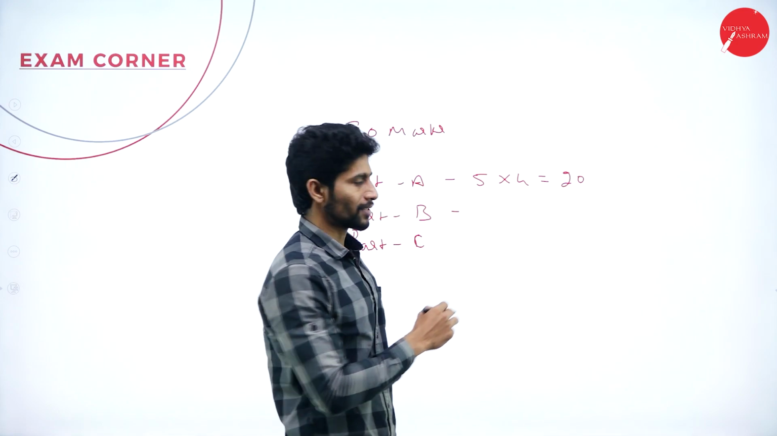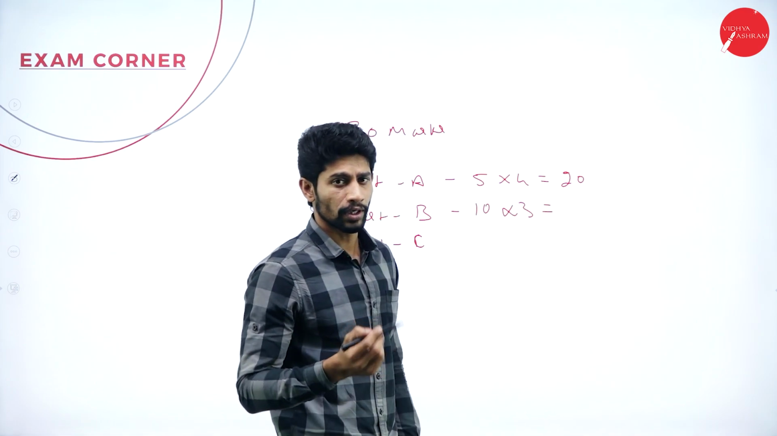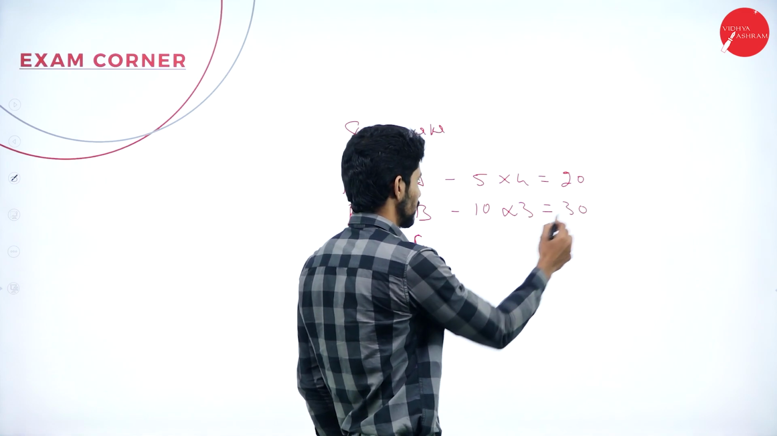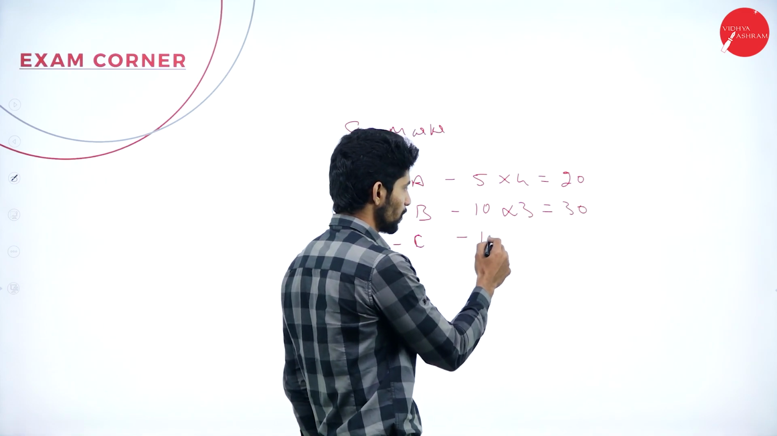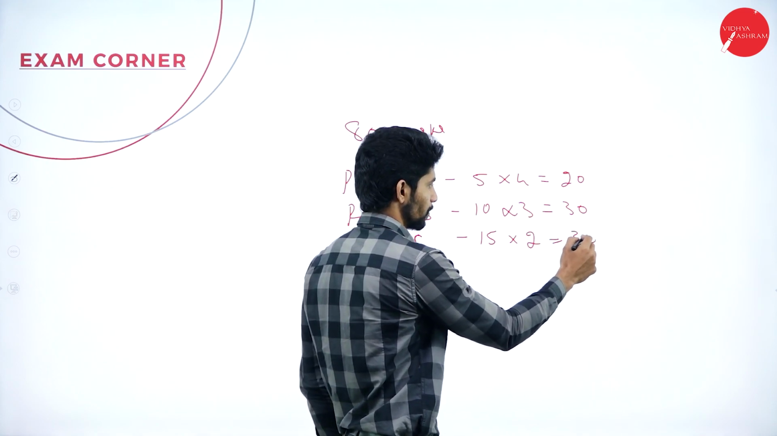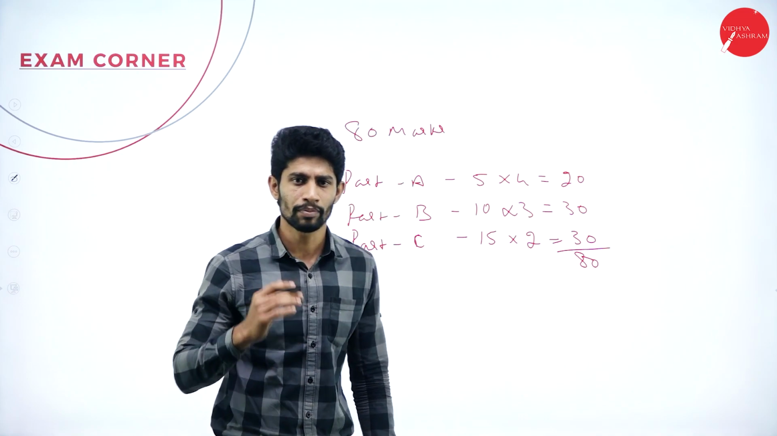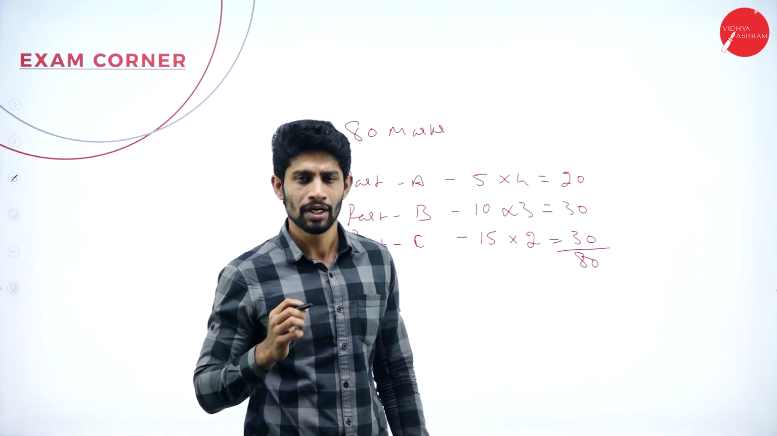In Part B, you will be asked 10 marks questions. How many questions will be asked? 3 questions. So totally 30 marks. In Part C, you will be asked 15 marks questions. You will attend 2 questions. So totally 30 marks. So the total weightage of the paper is how much? 80 marks.